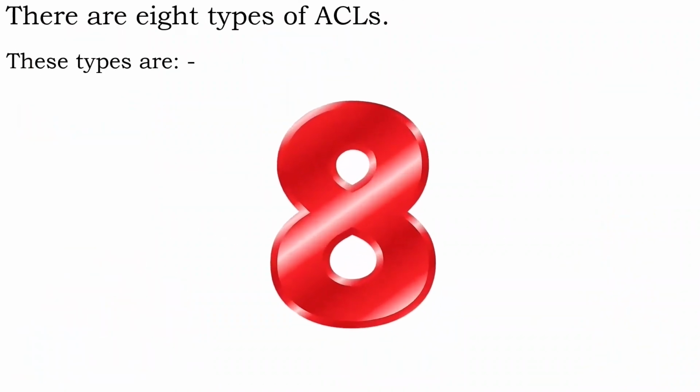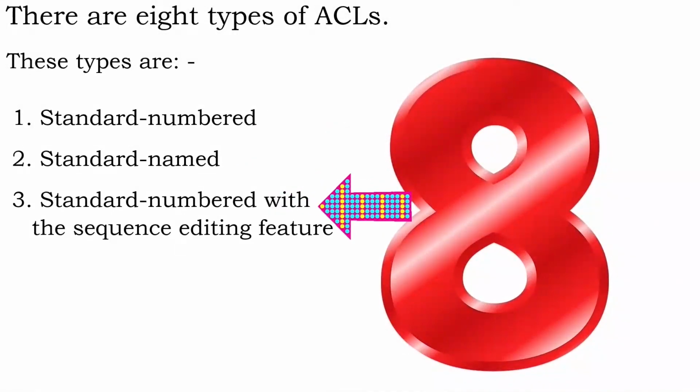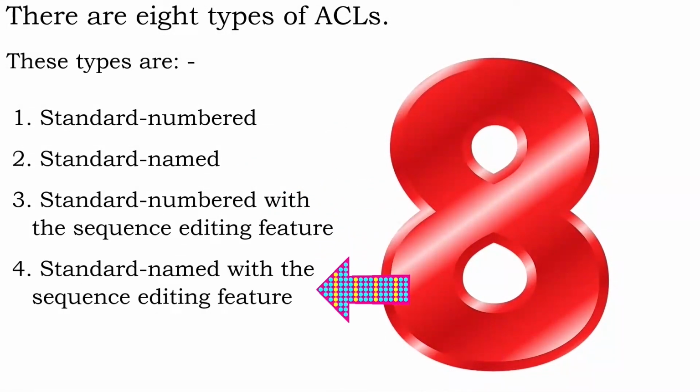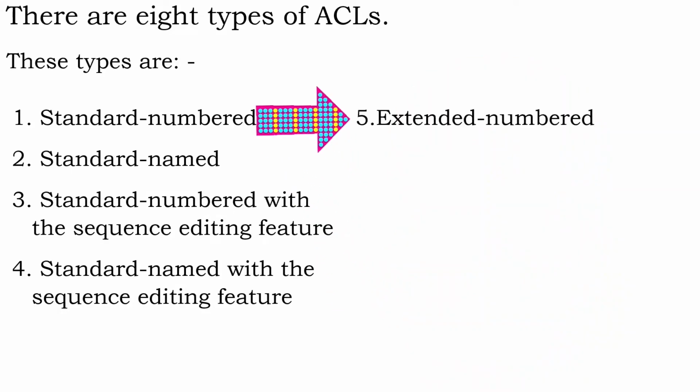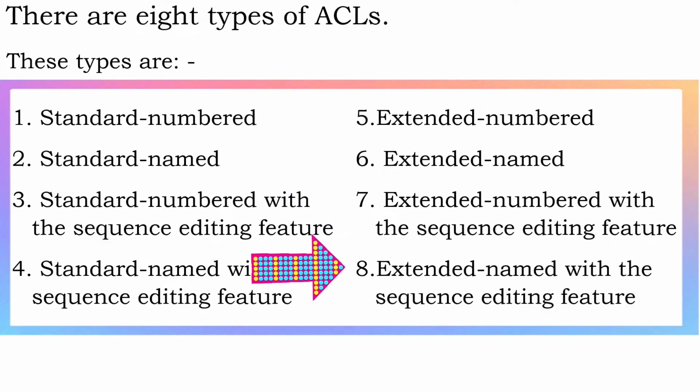There are 8 types of ACLs. These types are standard numbered, standard named, standard numbered with the sequence editing feature, standard named with the sequence editing feature, extended numbered, extended named, extended numbered with the sequence editing feature, and extended named with the sequence editing feature.